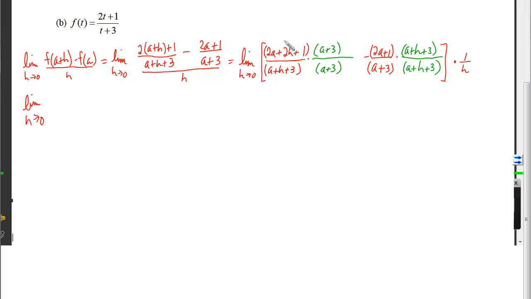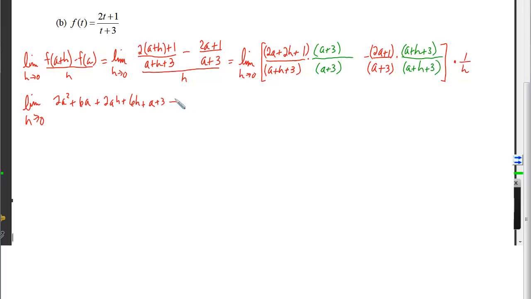So if I distribute, I'll do the 2a times both of these. That gives me 2a squared plus 2a times 3. So let's just make that a 6a. Now I'm going to move to the 2h and multiply that by both. So that's 2ah plus 6h. Then I'm going to multiply the 1 by both. So that's a plus 3. So I've distributed these two.